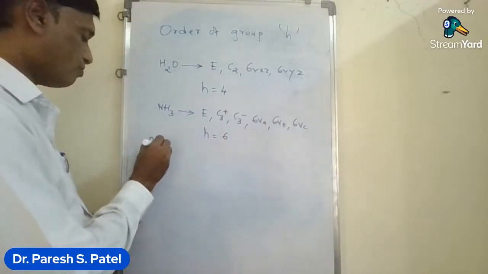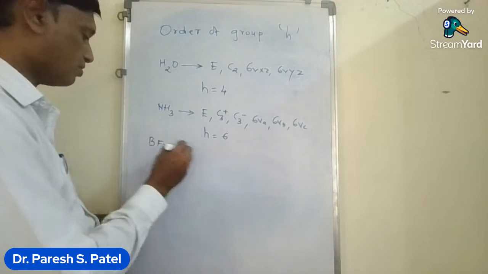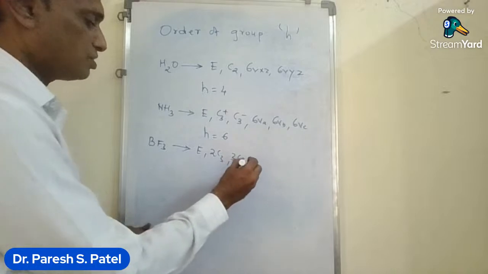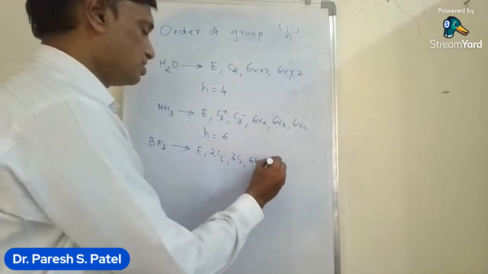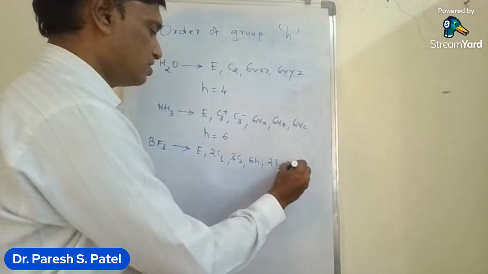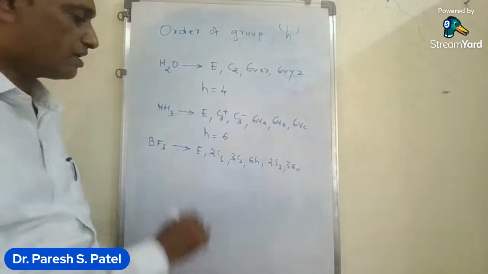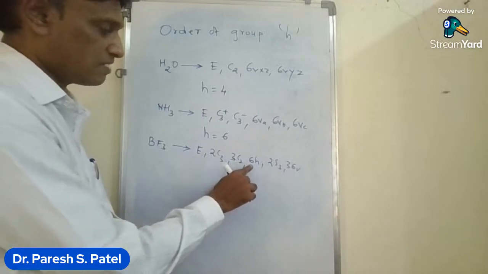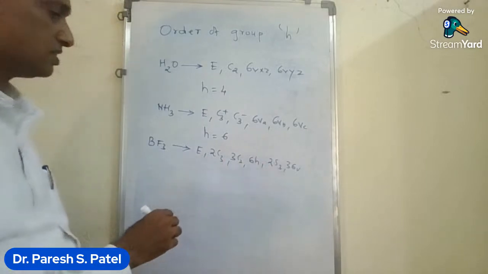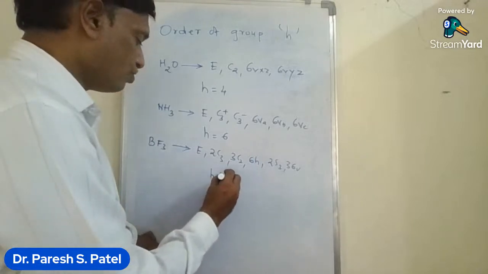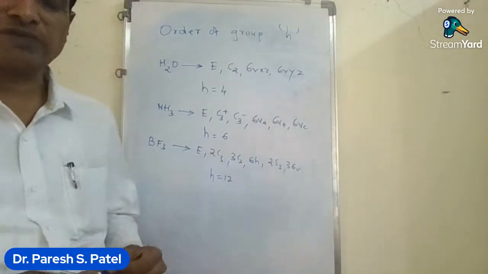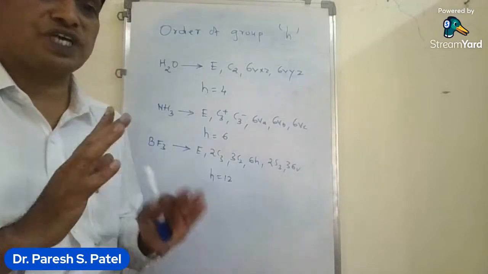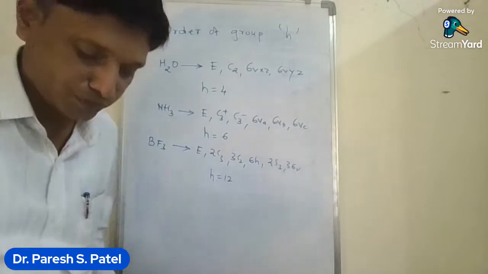In case of BF3 molecule or BCl3 molecule, E, twice C3, 3C2, sigma h, twice S3, 3 sigma v. So here, the number of symmetry elements is 1 plus 2 plus 3 plus 3, 6, 7, 9, and 3, 12. It means order of a group for BF3 molecule is equal to 12. So anyhow, order of a group is equal to the number of symmetry elements present in a molecule.